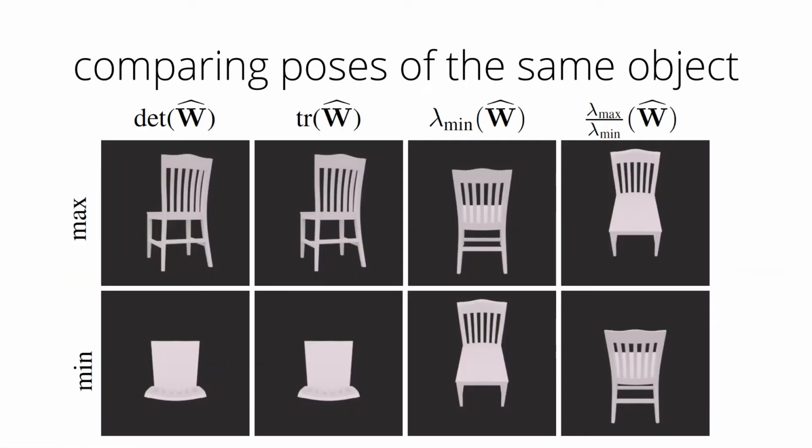We can also apply this methodology to compare poses of the same object. In this figure, we sample 200 poses of a chair, calculate the gradient for each one, and then compare the gradients with respect to measures such as determinant, trace, minimum eigenvalue, and condition number. Particularly, if we look at the determinant and trace, we can see that the max measures correspond to views of the chair which show the full geometry of the chair and have a lot of information, and the minimum measures correspond to views where the chair becomes a 3D blob and there's not a lot of information.